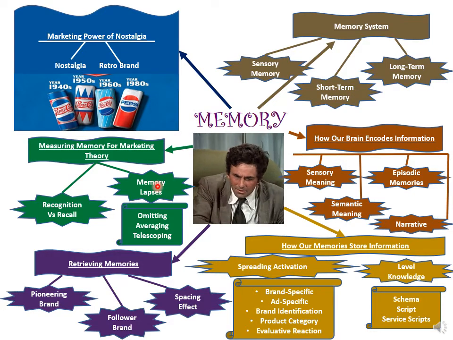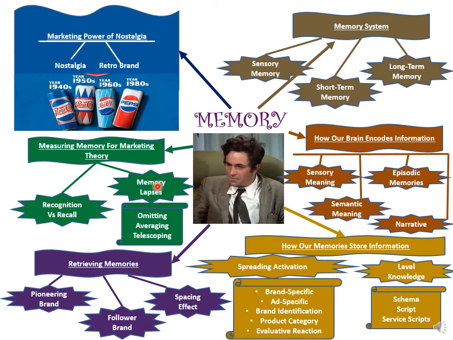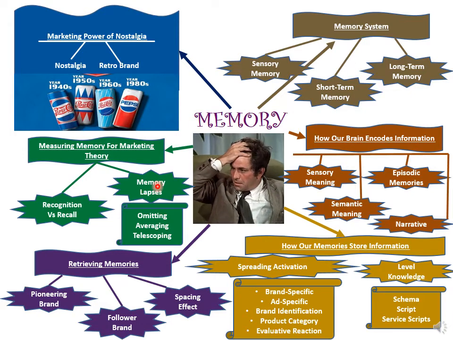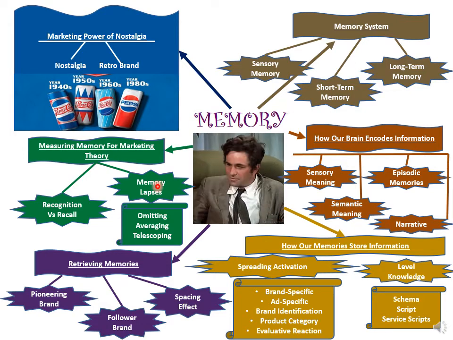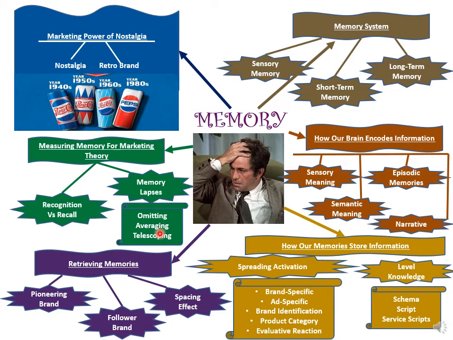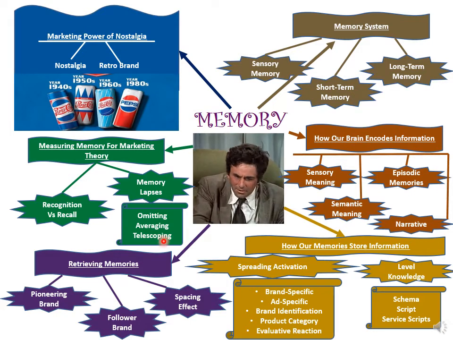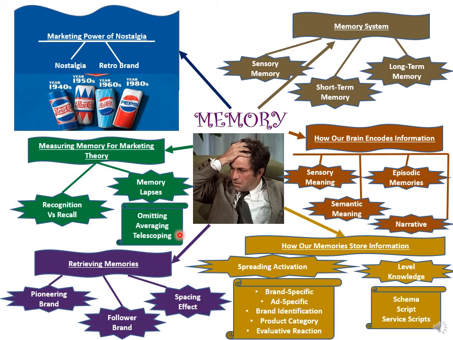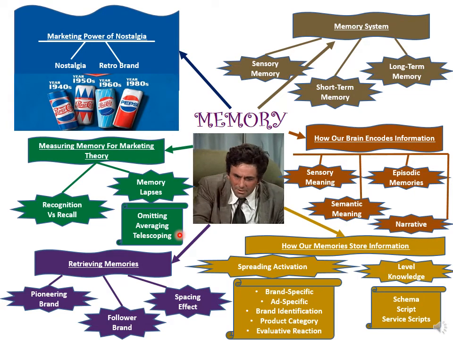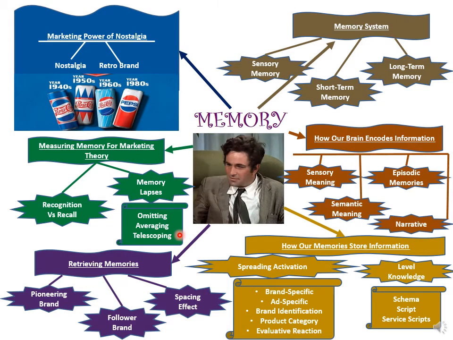And the second is memory lapses. People are also prone to forget information or retain inaccurate memories, even younger people. Typical problems include omitting, meaning leaving facts out; averaging, which is the tendency to normalize memories by not reporting extreme cases; and telescoping, meaning you recall inaccurate information.